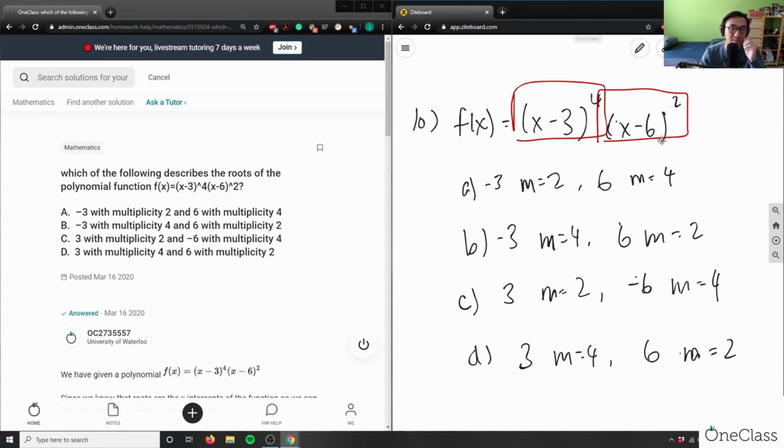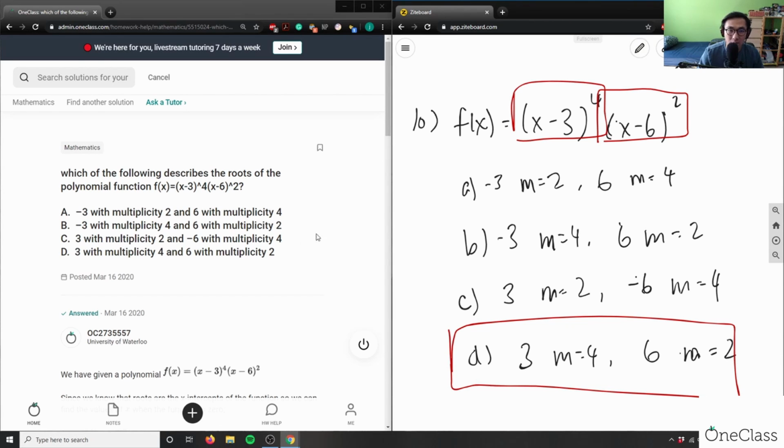You have 4 times 2. Now I am multiplying exponents, so this polynomial is of order 8, right? In this 8th order polynomial, my roots are a quartic-looking multiplicity at 3, and a quadratic multiplicity at 6 here. So in this case, D is my correct answer.